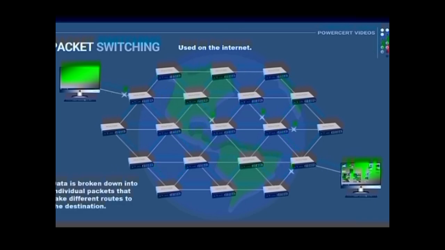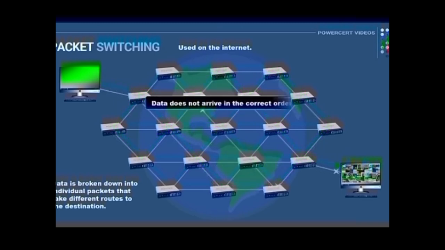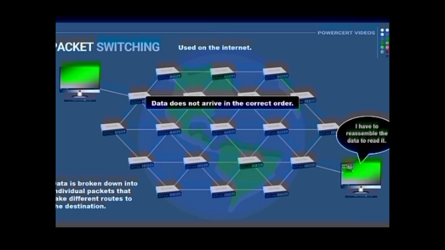So, as a device sends data, the data is broken down into individual packets, and those packets will individually and independently make their way to the destination. Since they are all independent, they can take different routes to the destination, and the receiver has to reassemble the data to read it.